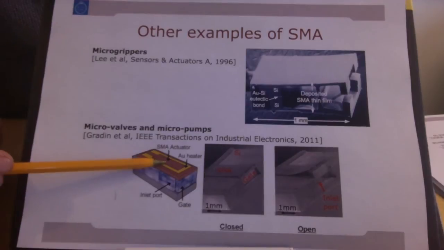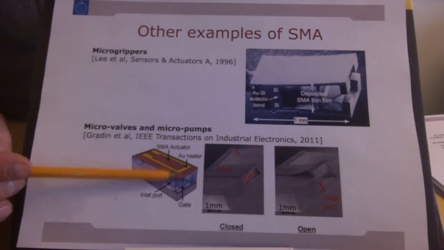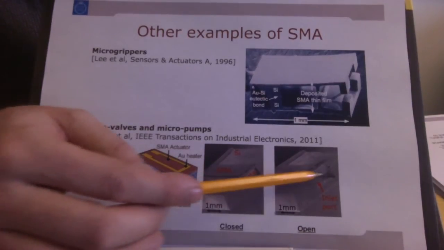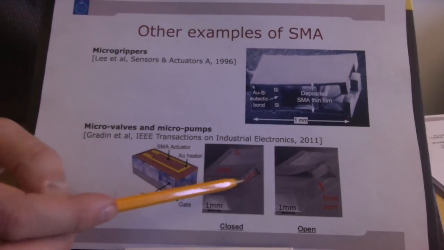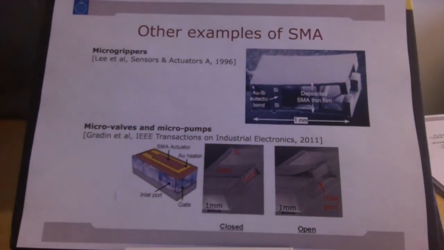So in the cold state, the SMA is deformable, and the air pressure here will push open the valve, such that the gate opens. You can see that actually here the gate is open, the air can flow out. And in the closed state, when the SMA is hot, the gate is closed and the airflow cannot go out.